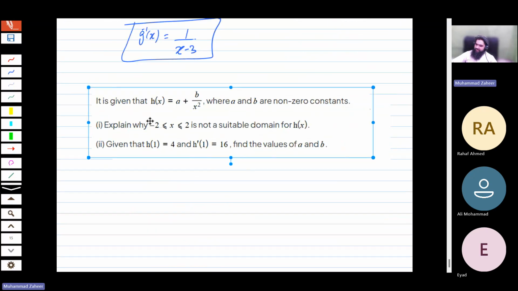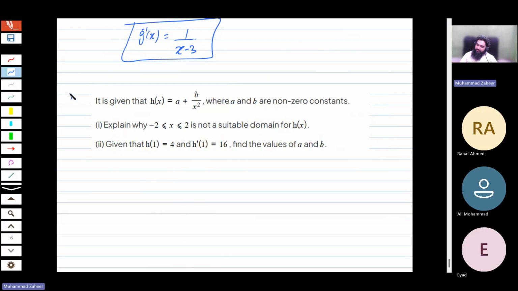All right, everyone. This is the question. You have to think about it and tell me how we can do it. It is given that h of x is equal to a plus b over x square, where a and b are constants. Explain why -2 less than x less than or equal to 2 is not a suitable domain. Yes, anyone?